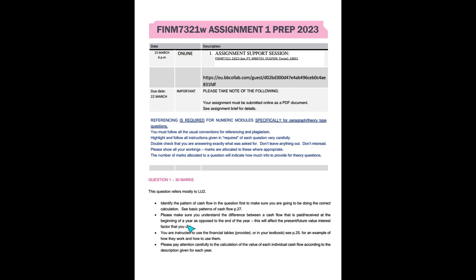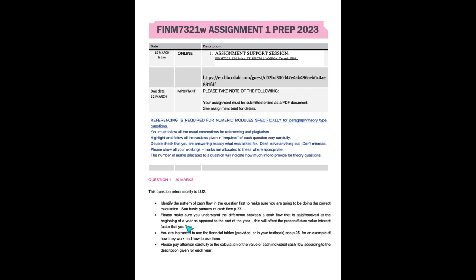And then in 1.2, they've asked you what the future value of that series of cash flows will be if the cash flow took place at the beginning of the year. Okay, so the one wants present value, the other one wants future value. In the first one, the cash flows take place on the last day of each year. And in the second question, the cash flow takes place on day 1 of each year.